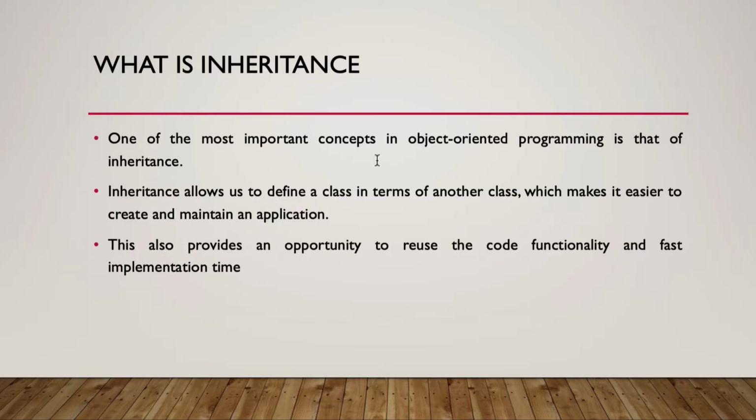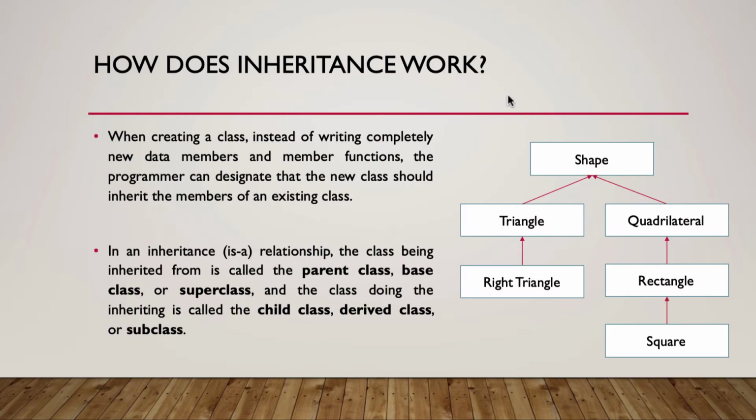One of the most important concepts in object-oriented programming is that of inheritance. Inheritance allows us to define a class in terms of another class, which makes it easier to create and maintain an application. This also provides an opportunity to reuse code functionality and gives fast implementation time. When creating a class, instead of writing completely new data members and member functions, the programmer can designate that the new class should inherit the members of an existing class.